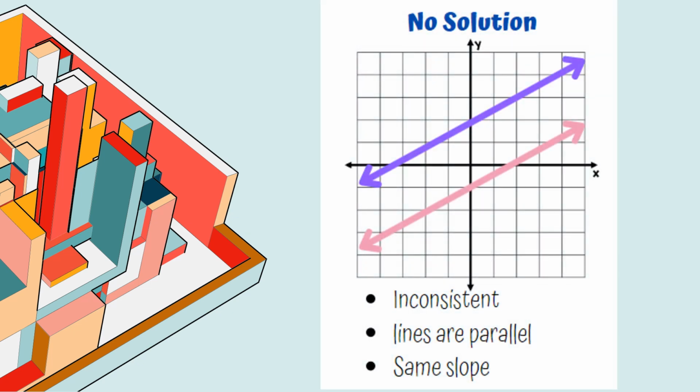No solution, we say they're inconsistent. The lines are parallel, they have the same slope.